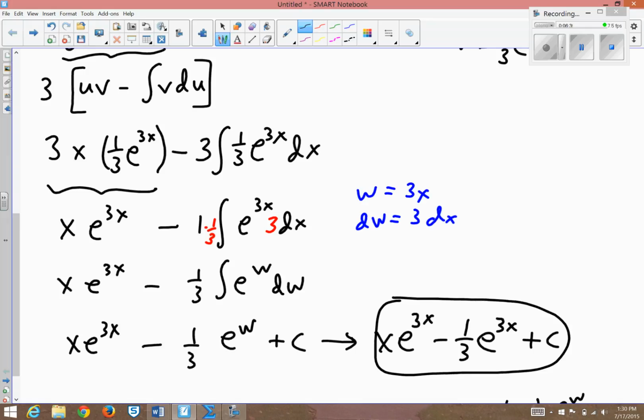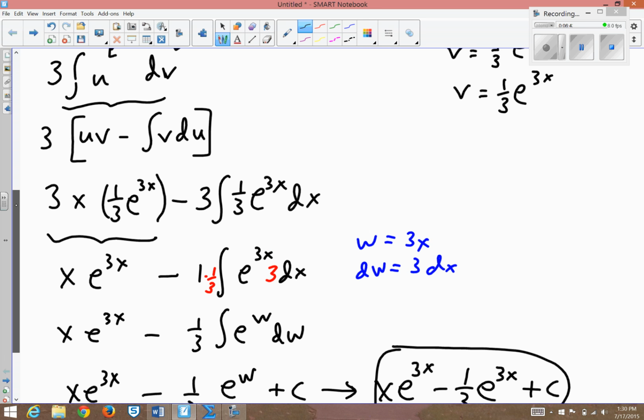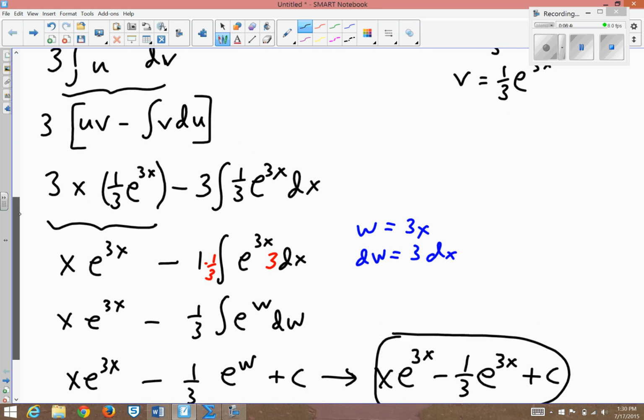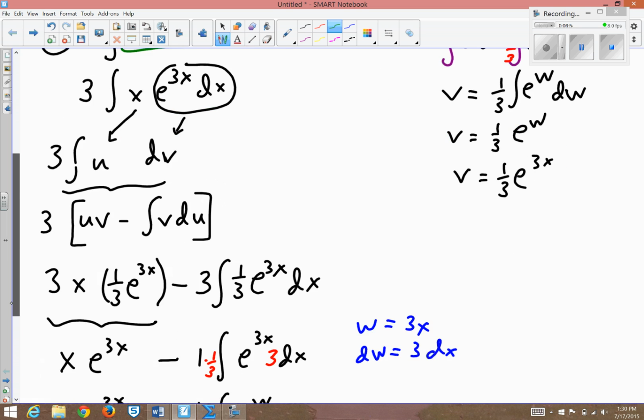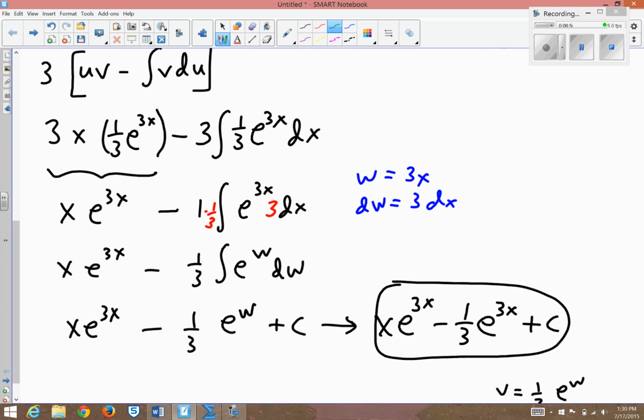I would recommend you check this answer. Take the time to find the derivative of this answer and make sure that, if it's the right answer, the derivative will be this inside the green. So you should check that out, make sure it's right.